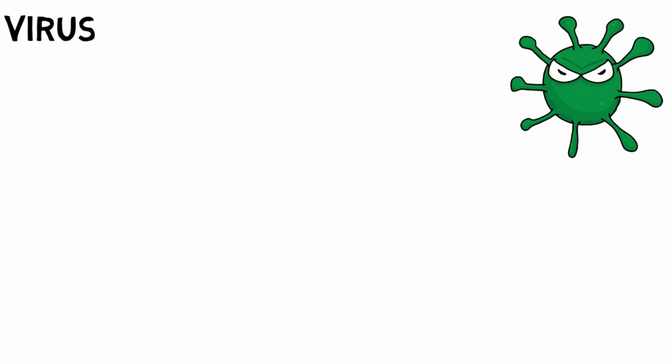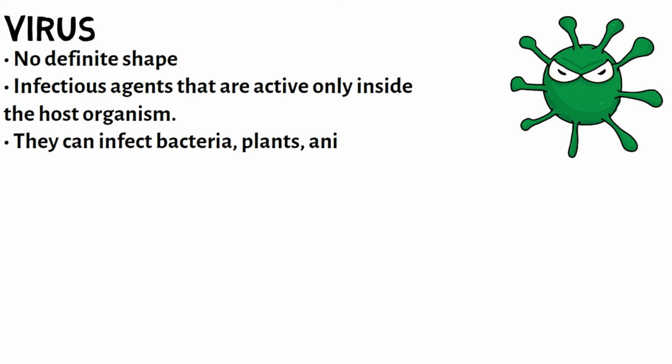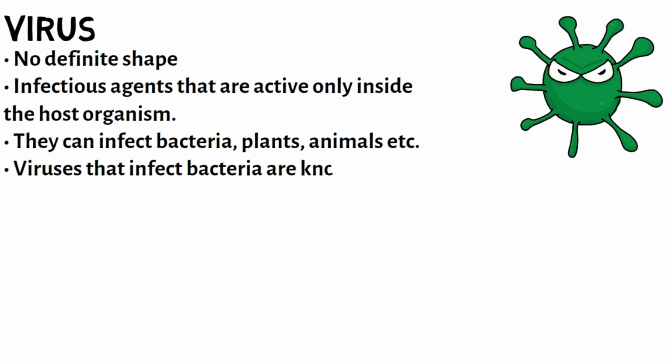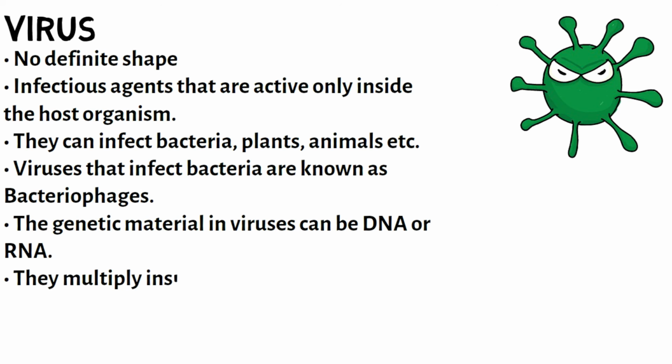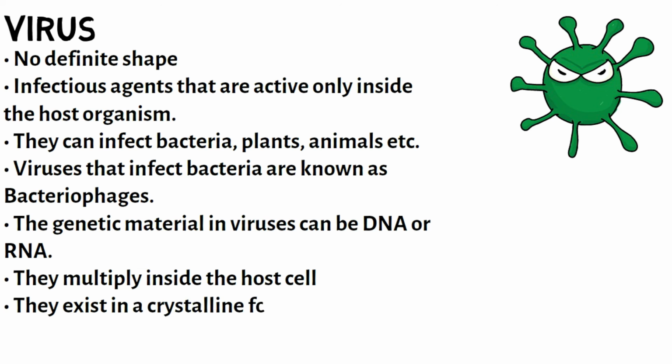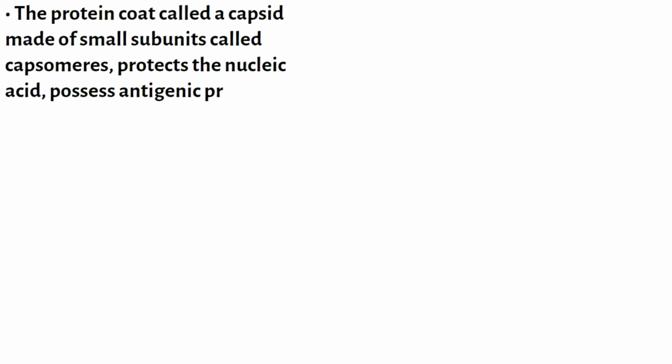Viruses. No definite shape. Infectious agents that are active only inside the host organism. They can infect bacteria, plants, animals, etc. Viruses that infect bacteria are known as bacteriophages. The genetic material in viruses can be DNA or RNA. They multiply inside the host cell. They exist in a crystalline form outside the host cell. The protein coat called a capsid, made of small subunits called capsomeres, protects the nucleic acid and possesses antigenic properties/toxins.